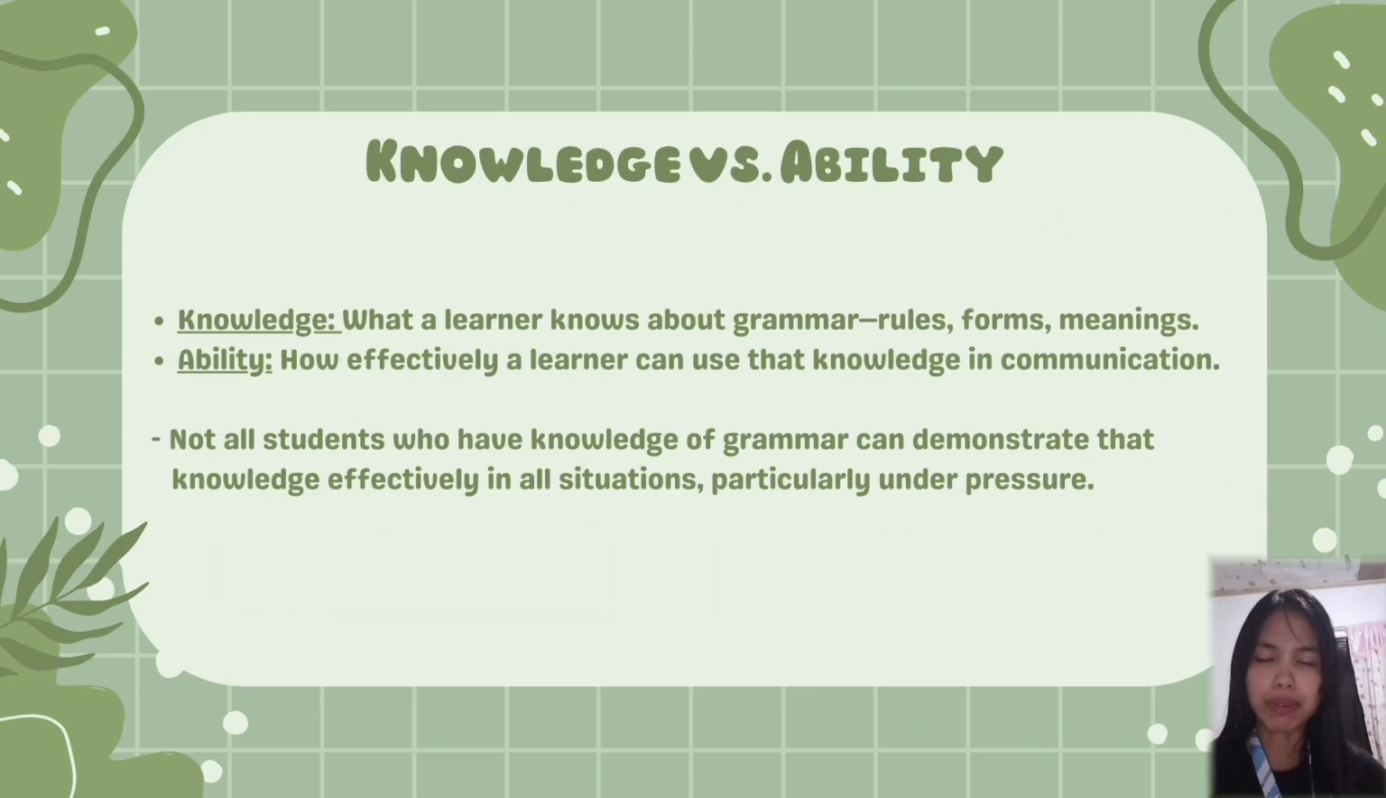Knowledge versus ability. Knowledge is what a learner knows about grammar, the rules, forms, meanings, while ability is how effectively a learner can use that knowledge in communication. Let's be clear. Knowledge is what you know, while ability is how well you use what you know. Not all students who have knowledge of grammar can demonstrate that knowledge effectively in all situations, particularly under pressure.